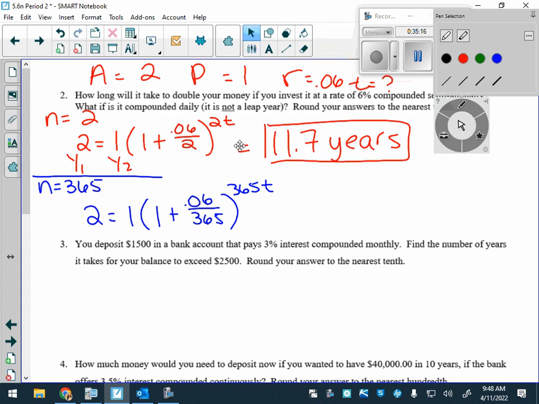Do you guys think it's going to take longer, less time, or the same amount of time? What do you think? Take a guess. It doesn't matter. Will it take longer to double your money, less to double your money, or the same amount of time if it's compounded daily rather than semi-annually? What's happening? Is it doubling every day?